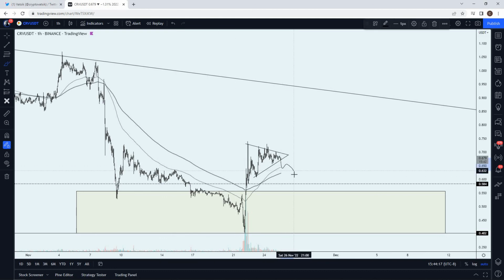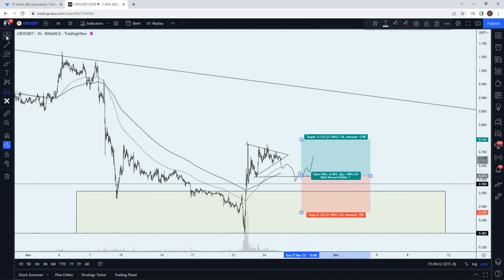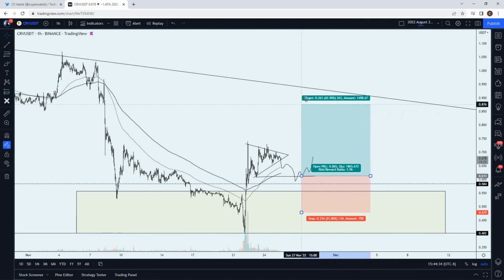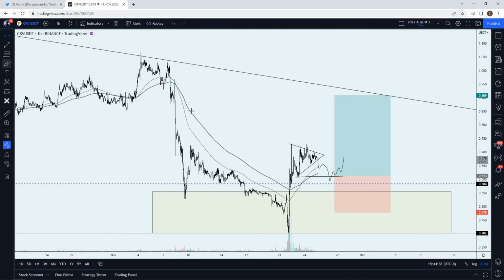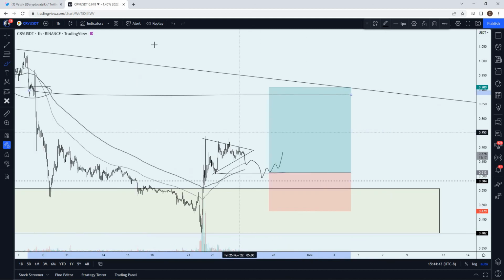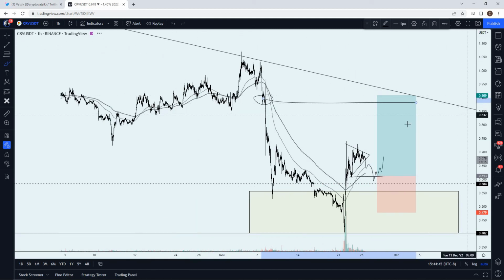Come back down, test this, regain this low. Sorry, my drawing is bad. Regain that low there, and that would be my trigger. I'd be going for a long on a regain of that low, and I would be targeting probably this next level right here, the origin of the breakdown, somewhere in there, confluence with the diagonal coming down. That's a significant push though.